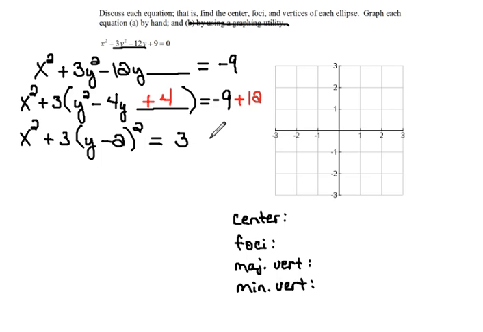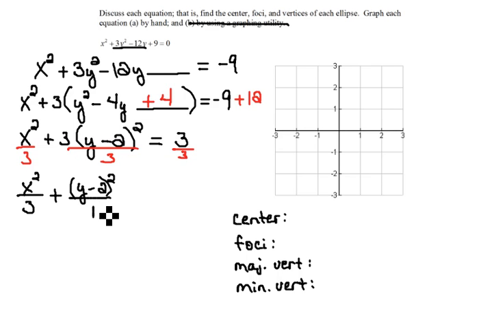Now it's still not exactly in the right form because we don't have it equal to 1. So we're going to divide every term by 3. And now we have x squared over 3 plus y minus 2 squared. Now our 3's here will cancel, so I'm going to go ahead and put a 1 just so I can see that denominator, equals 1. Now this is in much better form.